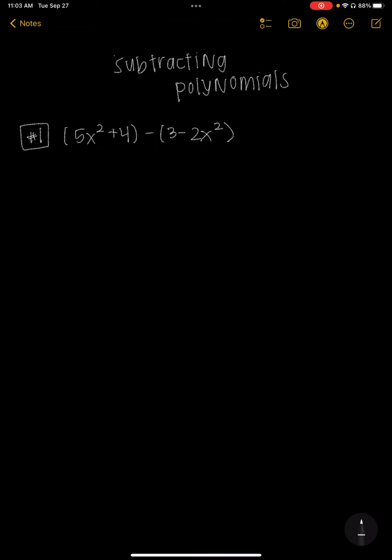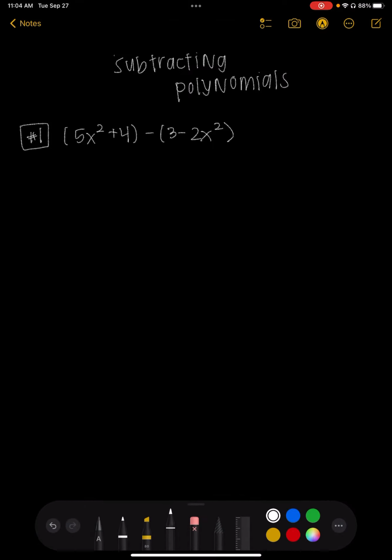And so what we do when we have a minus and then a parentheses, we're going to treat it like this is not just a negative, that it's a -1. And we're going to distribute the -1 into this second set of parentheses because it's like -1 times that whole polynomial. And when I distribute that -1, all that does is it switches all of the signs. So instead of +3, it becomes -3. And instead of -2x squared, it becomes +2x squared. And so that's all that changes.